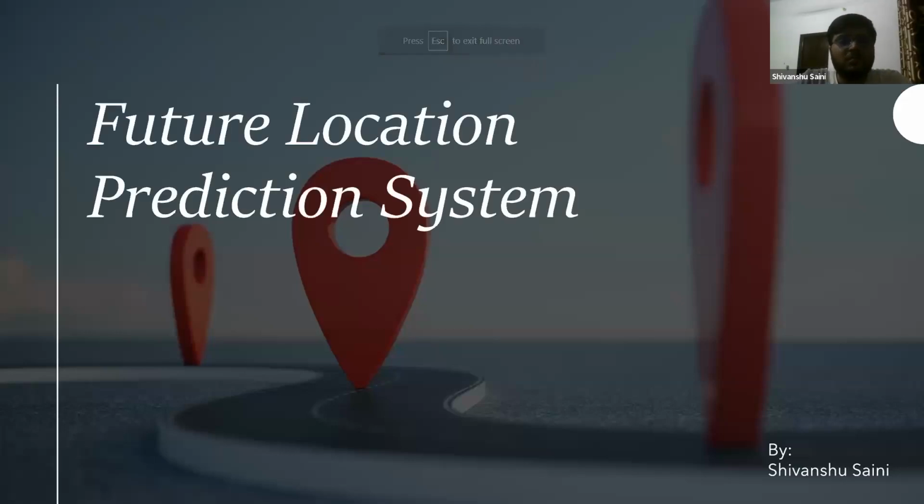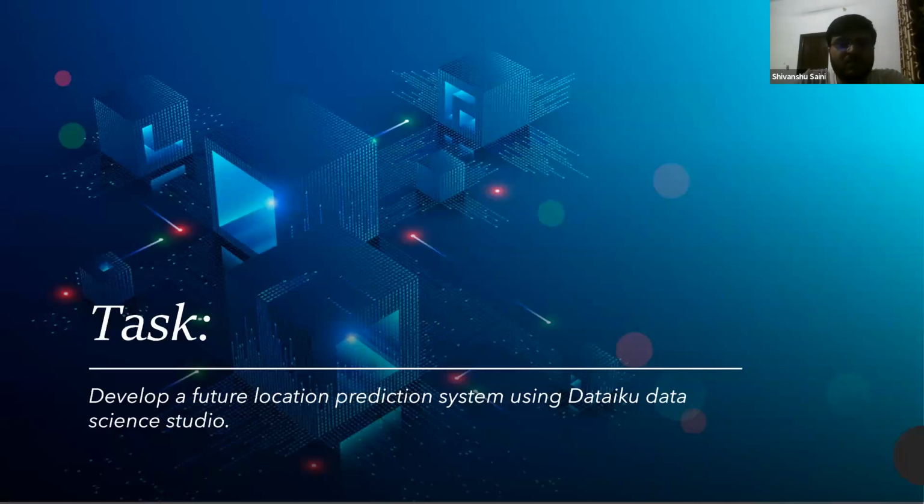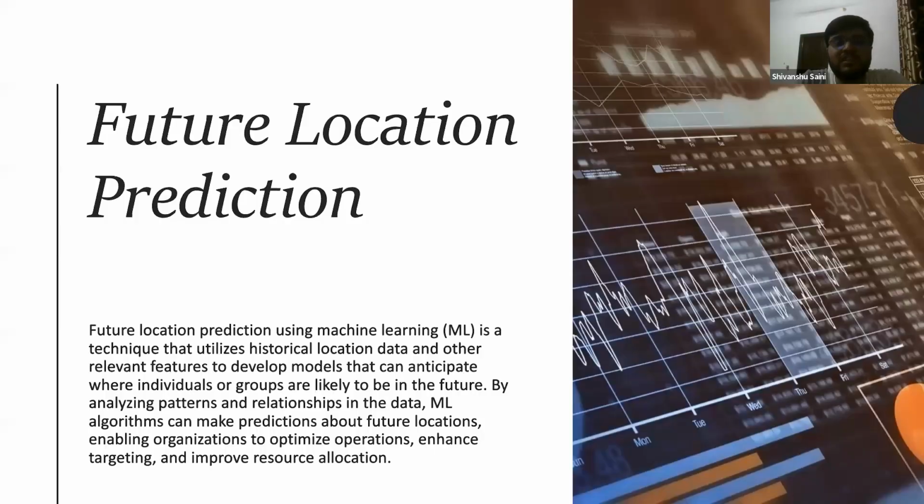So my topic is the future location prediction system. The task given to me is to develop a future location prediction system using Dataiku Data Science Studio. So the first question is, what is future location prediction? Future location prediction using machine learning is a technique that utilizes historical location data and other relevant features to develop models that can anticipate where individuals or groups are likely to be in future. By analyzing patterns and relationships in data, ML algorithms can make predictions about future locations, enabling organizations to optimize operations, enhance targeting, and improve resource allocation.